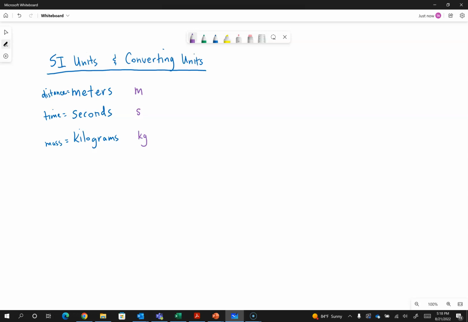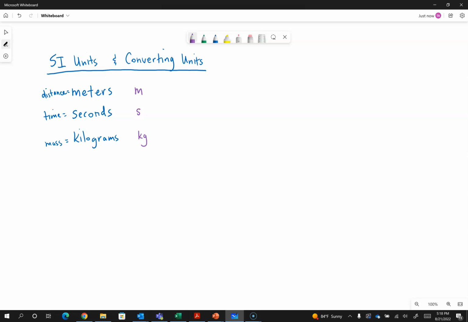There will be times we're given distances in maybe miles or feet or yards. Time could be given in hours or minutes or days. Mass could be grams or milligrams, that sort of thing. So we do need to make sure we're familiar with our prefixes, with our SI units, and able to convert units if necessary.